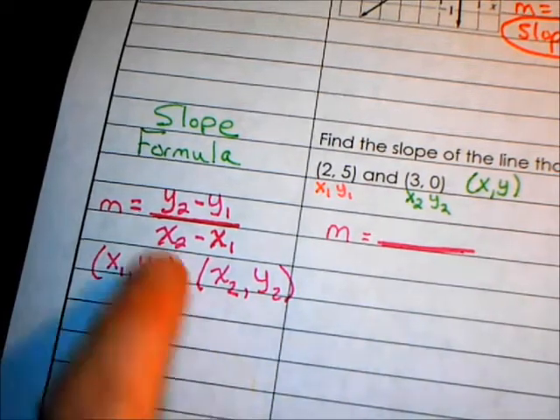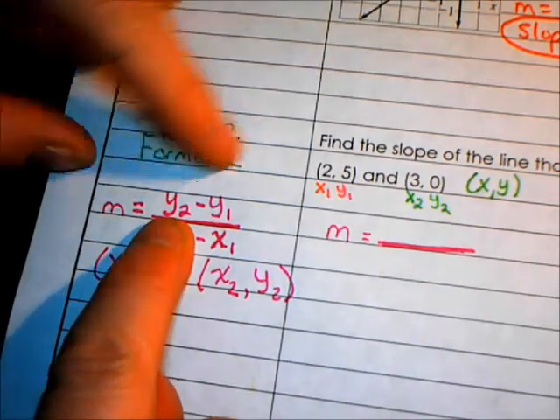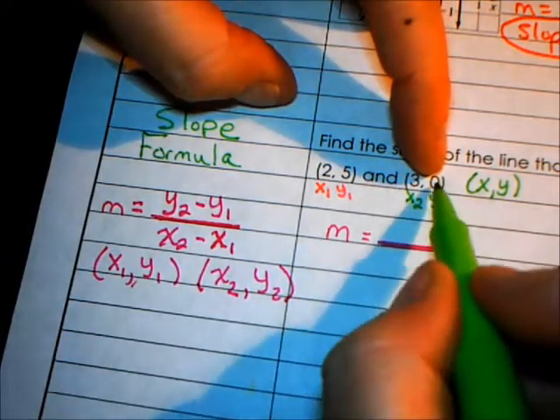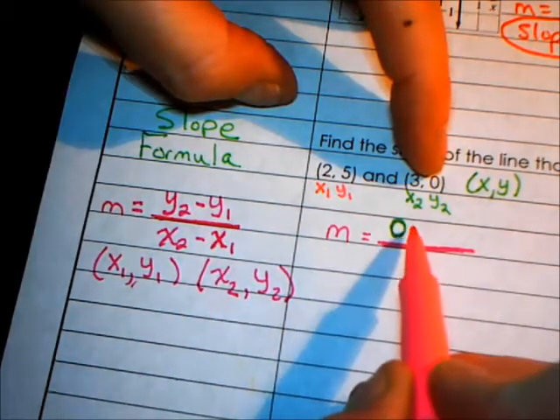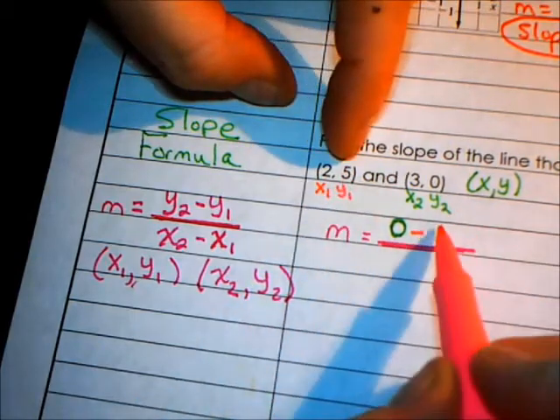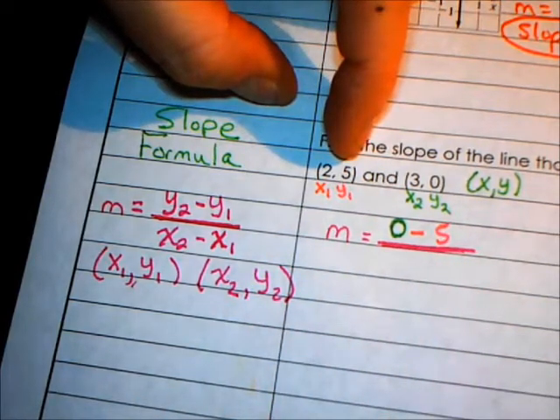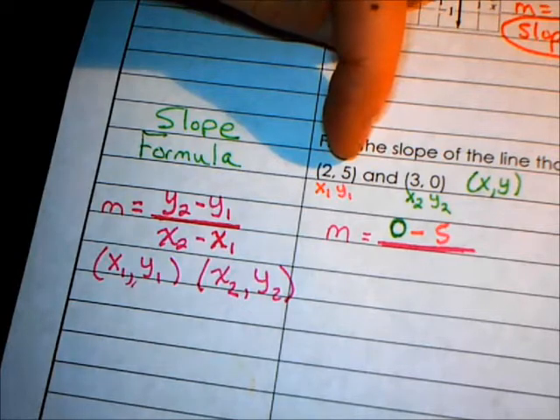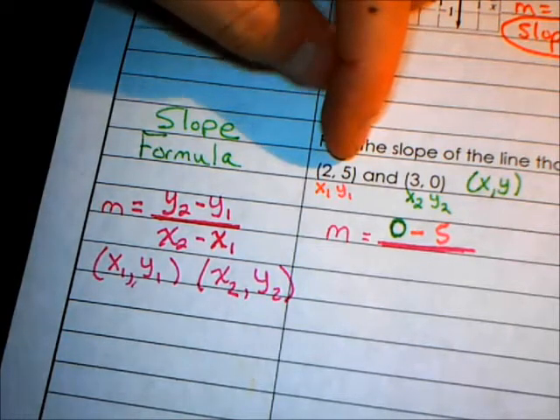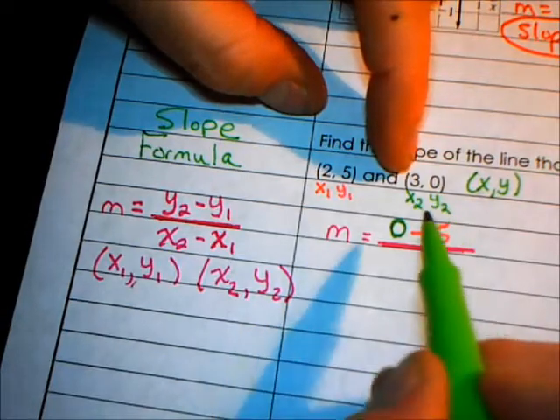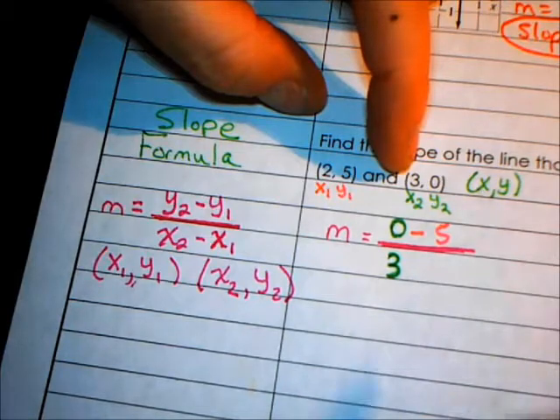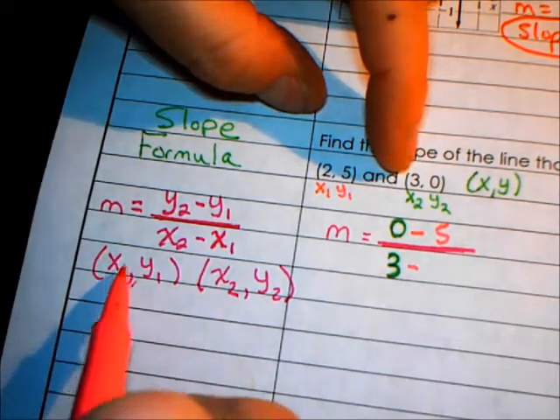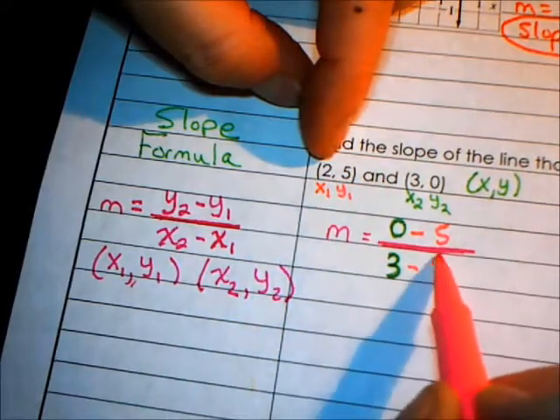Okay. Calls for y2. y2 is a 0 minus y1, that is a 5. Then on bottom it has x2, which happens to be the number 3, minus x1, which happens to be the number 2.